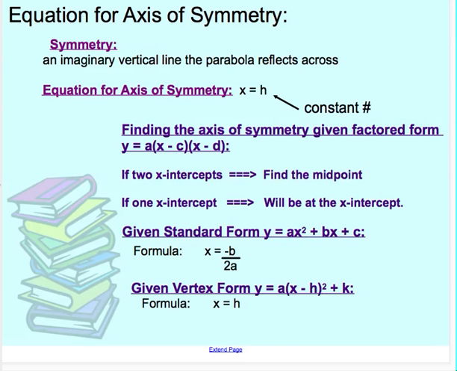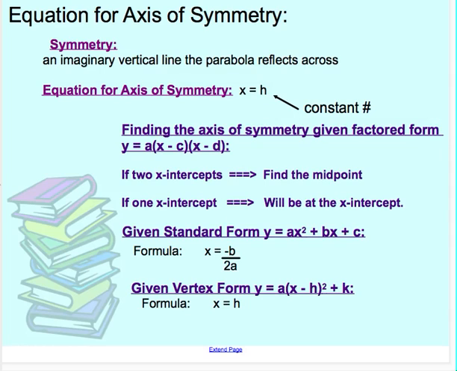All right, so lots of vocab here. We're looking first at the axis of symmetry. The axis of symmetry is an imaginary vertical line across which the parabola is reflected. The equation is x equals h, where h is a constant number. If the equation is in factored form, and you have two x-intercepts, you find the midpoint, and that will be your axis of symmetry. If there's only one x-intercept, that is your axis of symmetry.